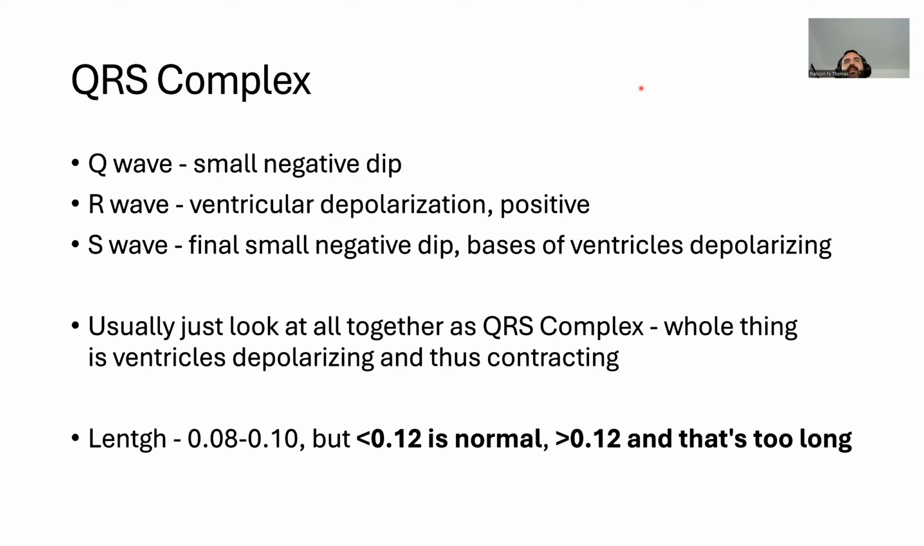The R wave then is ventricular depolarization. And it's a positive electrical signal, right? So that's when this happens.